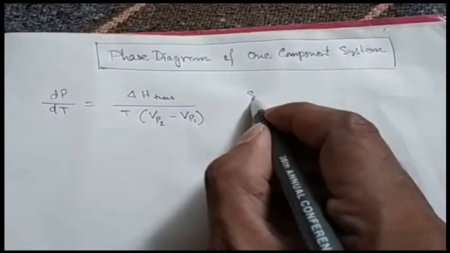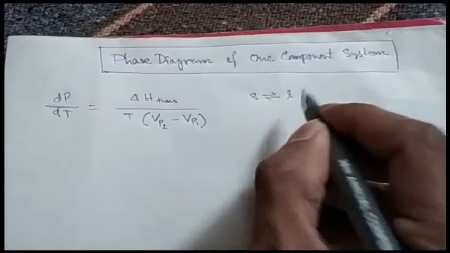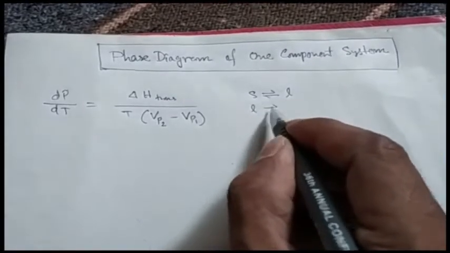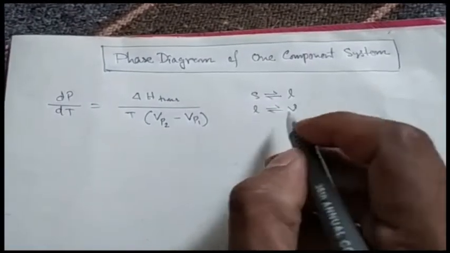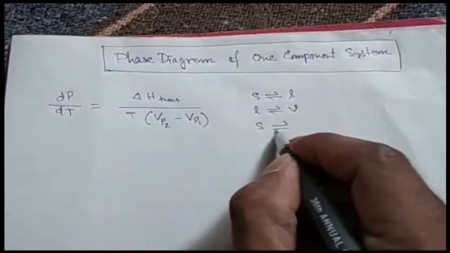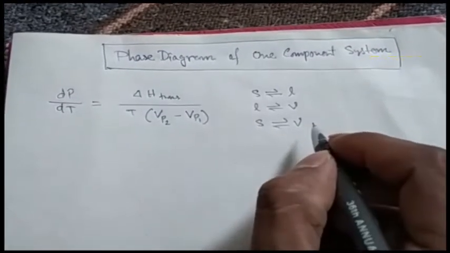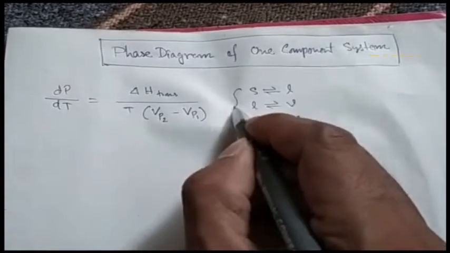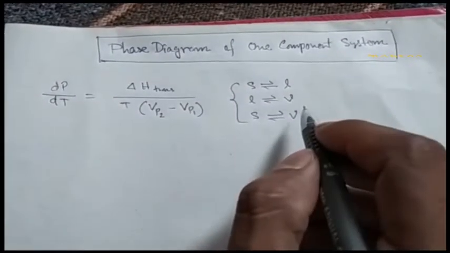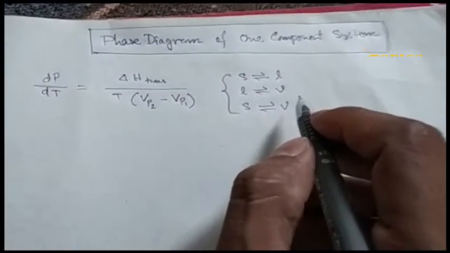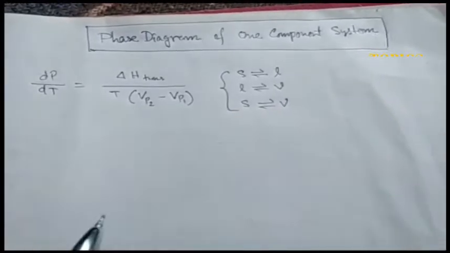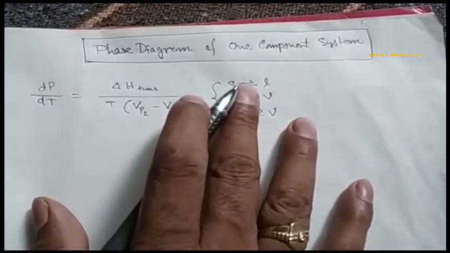For example, you can consider solid in equilibrium with liquid, liquid in equilibrium with vapor, and also solid in equilibrium with vapor. For these three types of equilibria, I told you three different equations and what their importance is in the phase diagram. So now we have to draw the phase diagram of one component system.